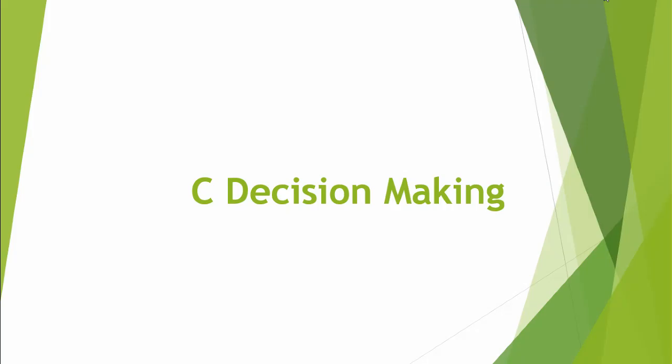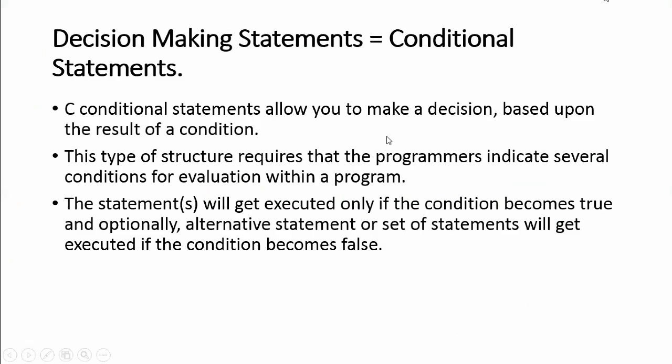Therefore, there are several types of decision making C statements. According to your context, your application, and the program you were assigned, you should select the correct, most appropriate one. In order to do so, you need to know the different types and how we can apply them. So we'll go through the lecture and understand what we actually mean by C decision making.